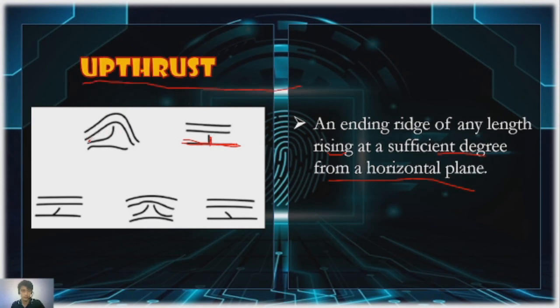It's the same in here. It's horizontal, and then there is an end. It is also considered an ending ridge. Then it forms an upthrust, or what is termed as upthrust. Same as here, with these ones, and also this one. Those are referred to as upthrust formations.